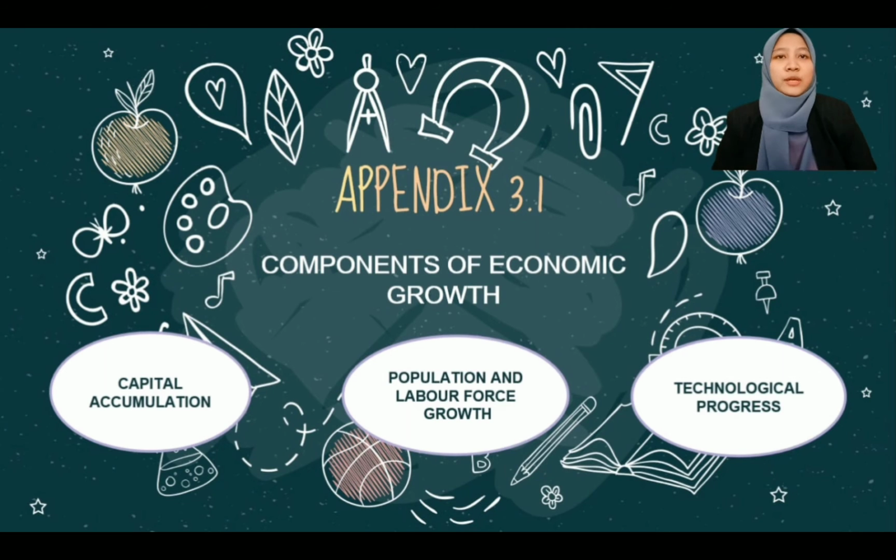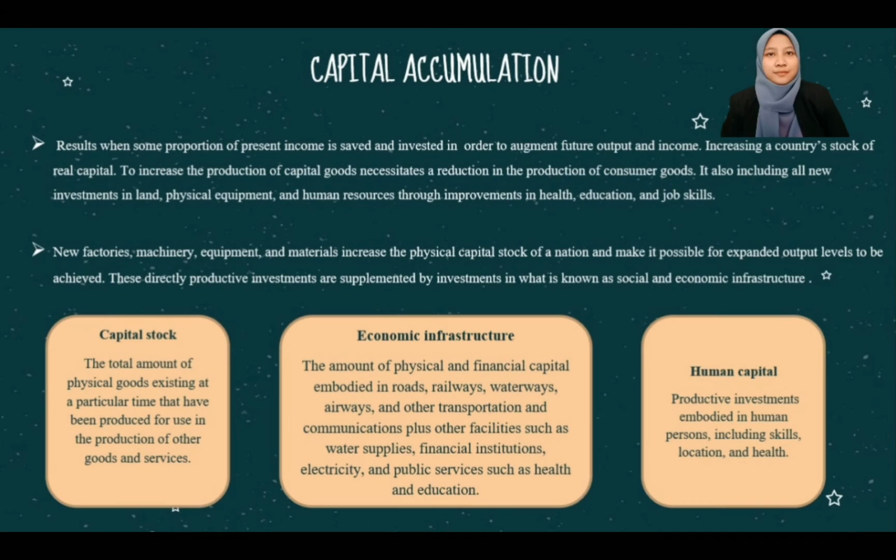Next, we move to Appendix 3.1, which is the components of economic growth. There are three components of economic growth. First is capital accumulation, second is population and labor force growth, and third is technological progress. Let's continue with capital accumulation.